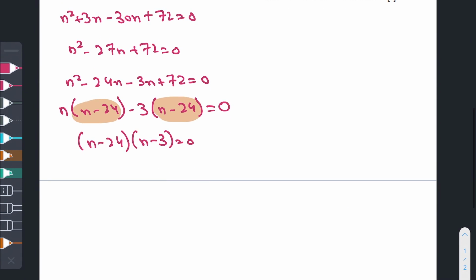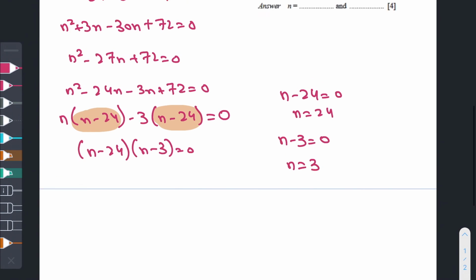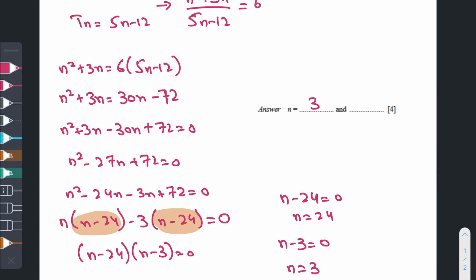And in order to find the values of n, in this case you do n minus 24 equal to 0. So n comes out to be 24. And in the second case you do n minus 3 equal to 0. So n comes out to be 3. So the two values of n are 3 and 24. And we're done with the question.